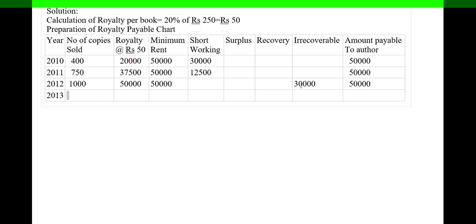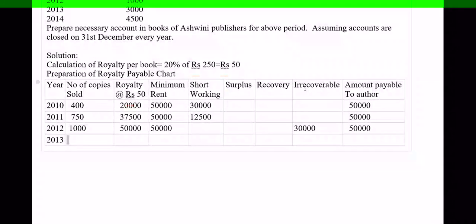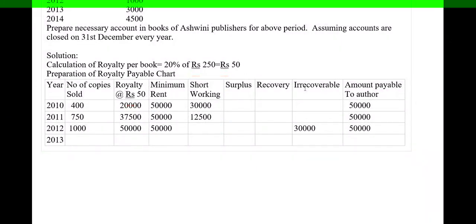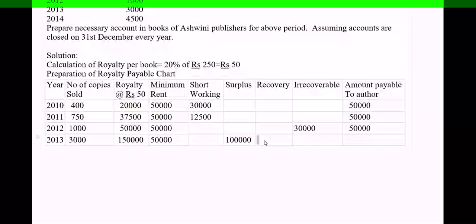Then 2013. So number of copies sold are 3,000 here. So the royalty will be 1,50,000. Minimum rent remains same, 50,000. So we have surplus here of 1 lakh. So now we can recover the short working of 2011. By 2013 we have got sufficient surplus here. So 12,500 is recovered. So amount payable will be 1,50,000 minus 12,500, which is 1,37,500.